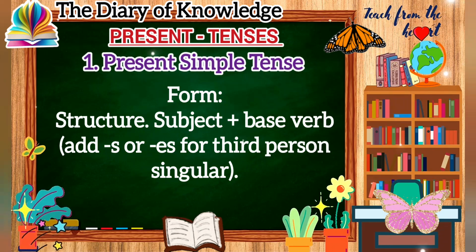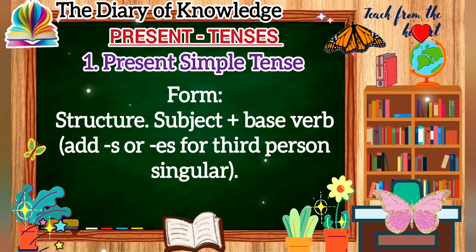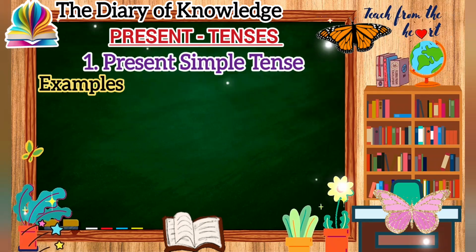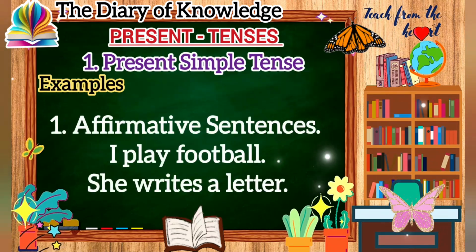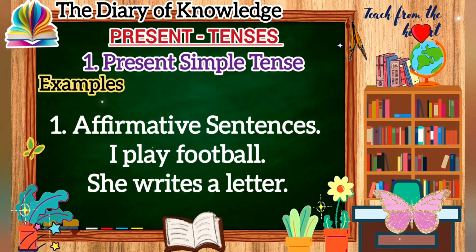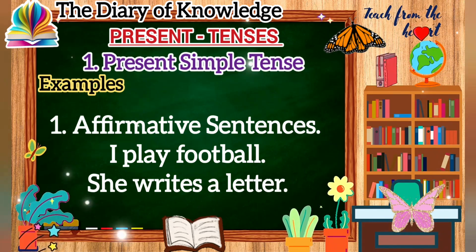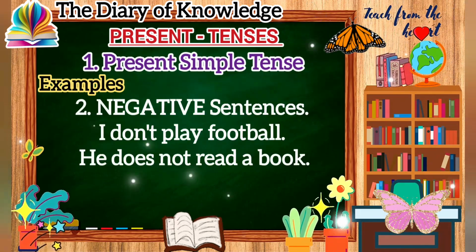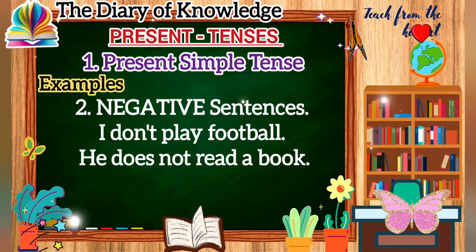Structure: Subject plus base verb. Add s or es for third person singular. Examples. First, affirmative sentences. I play football. She writes a letter. Second, negative sentences.